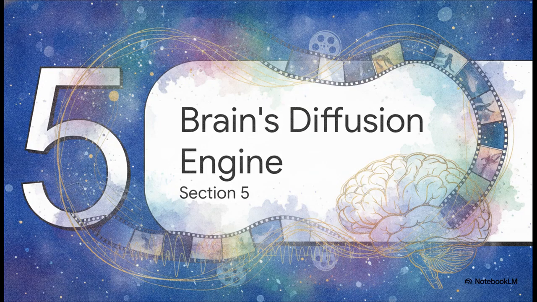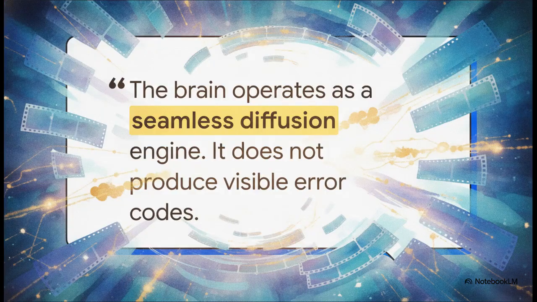Moving down from macrocosmology to human biology with Section 5, the brain's diffusion engine. So we've been out in macrocosmology, but let's pivot back down to biology. If reality is really this choppy frame-by-frame rendering, why does life feel so incredibly smooth to us? Well, what's really interesting about this is it reveals that our consciousness actively fills in those missing Planck scale frames. As the sources put it, the brain operates as a seamless diffusion and interpolation engine. It does not produce visible error codes. Our own awareness is what creates the illusion of flow between those high-frequency updates.